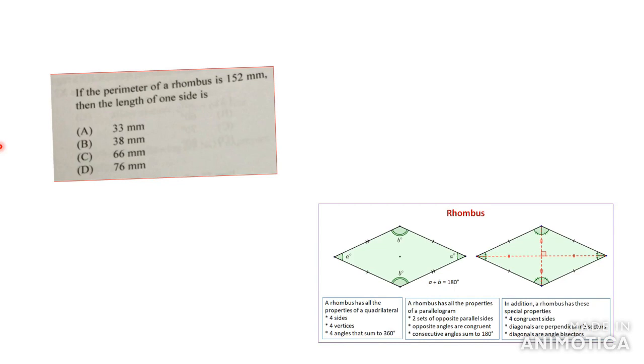So if you have 152 and you divide it into 4, you should get 38. Okay, so B would be the answer.